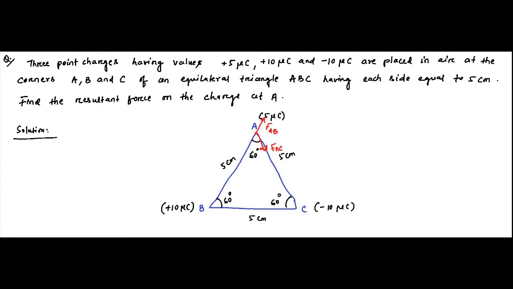So let me just draw this diagram here so that there is more clarity. Here is the charge placed at A. One of the forces acting on it is FAB, a repulsion type force. Another force is FAC, an attractive type force. Okay, so now let us find the values of FAB and FAC.